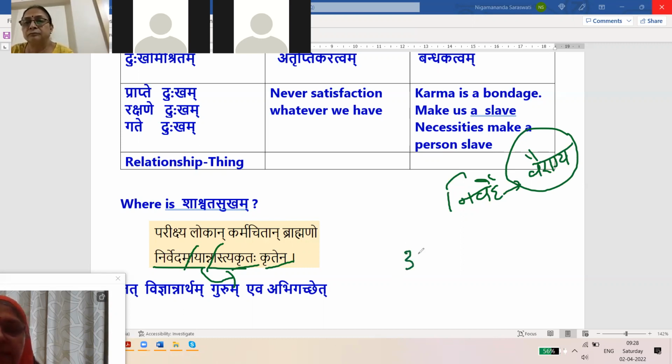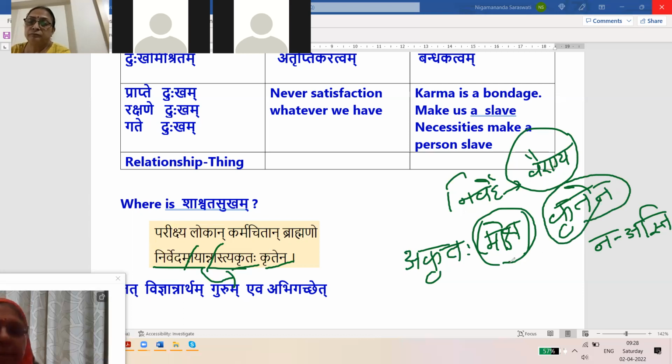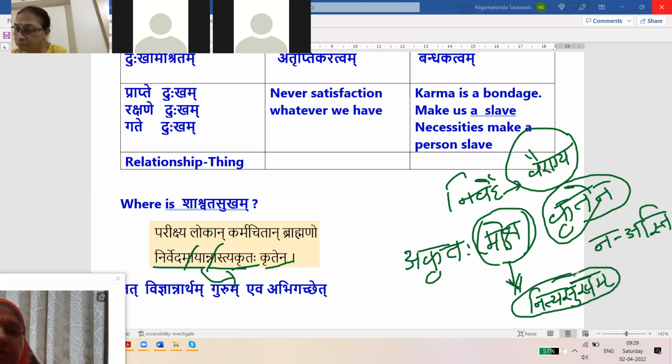Here, if I split the sandhi, the meaning of akrutaha is moksha. Krutena nasti, na asti. So moksha cannot be achieved by any action. So people start thinking, what is the meaning of moksha? People say liberation, realization. There are many words. The meaning of moksha, in simple words, is nitya sukham. Nitya sukham, shashvatam sukham is called moksha.